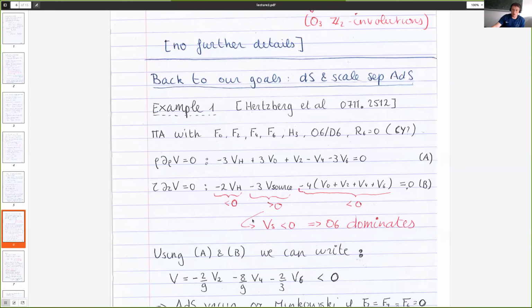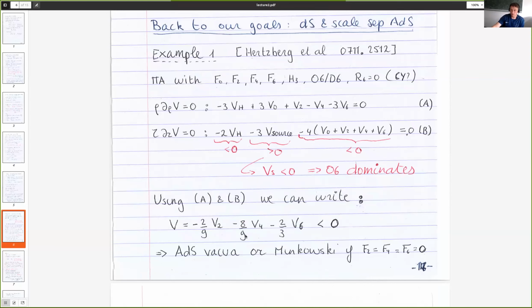With some algebra, which you can do at home, you can manipulate this expression and you find that the on-shell value of the cosmological constant, of the scalar potential, is given by this equation. Since V2, V4, and V6 are all positive, this is strictly negative. So I learned that the moment I have these fluxes, I have negative energy. I have AdS vacua. If I want Minkowski vacua with these ingredients, I need F2, F4, and F6 equal to 0.